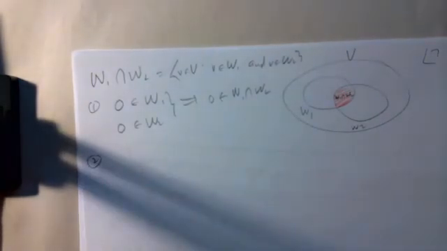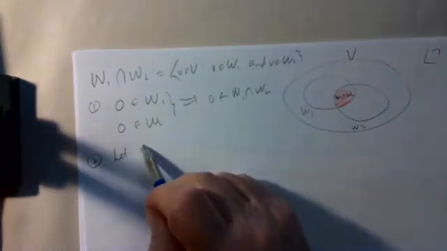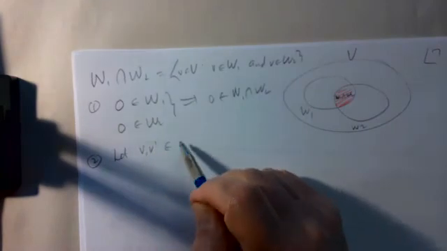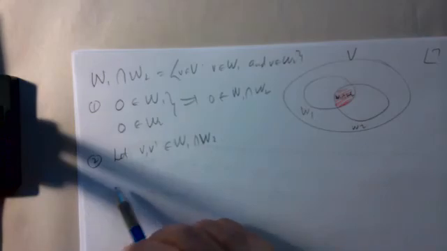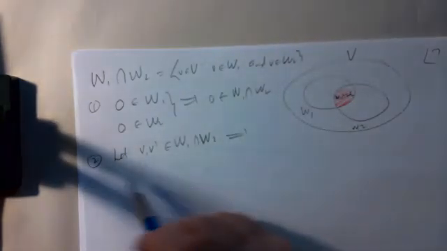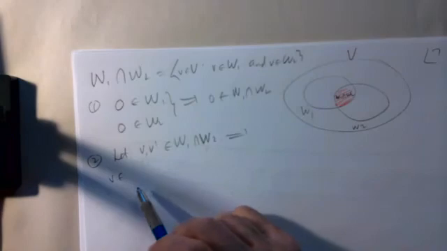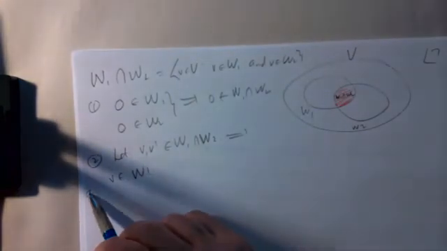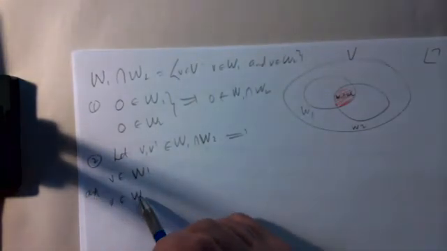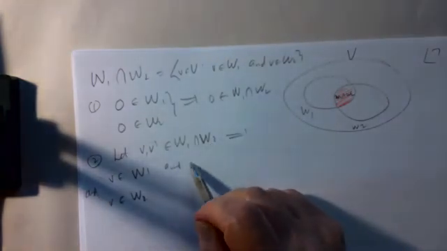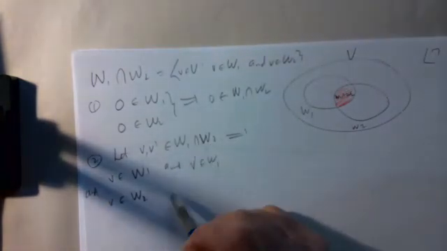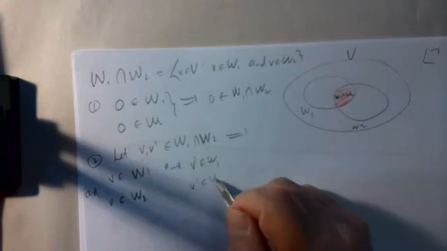Second, it has to be closed under vector addition. So suppose we have two vectors v and v prime, and they're both in W1 intersect W2. So if v is in the intersection, v is in W1 and v is in W2. And if v prime is in the intersection, v prime is in W1 and v prime is also in W2.